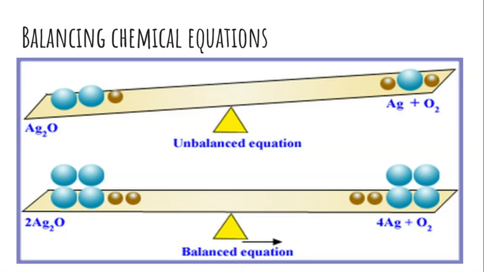When you look at the bottom of the page, you'll notice that what has been changed is the coefficients. There is the number 2 in front of silver oxide and the number 4 in front of silver on the product side. So now those coefficients have helped us to balance the equation. This is like our recipe again, which helps us identify what I need to start with and what I will end with.